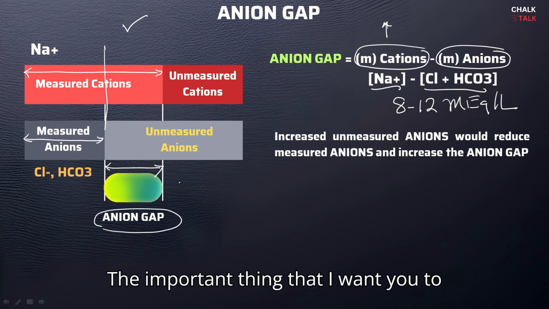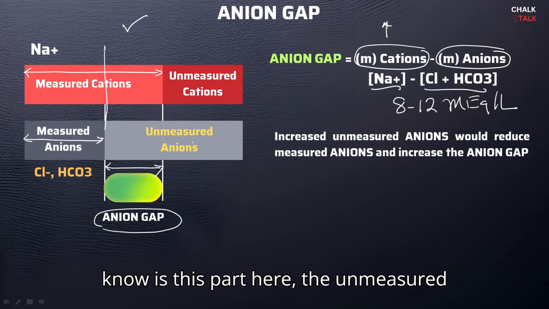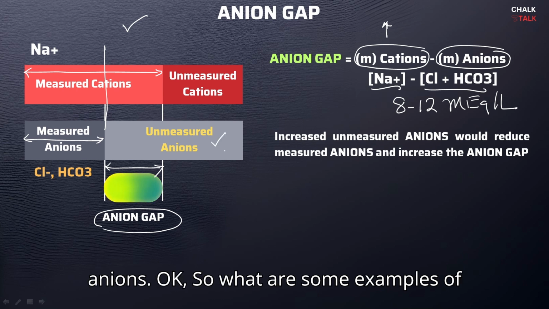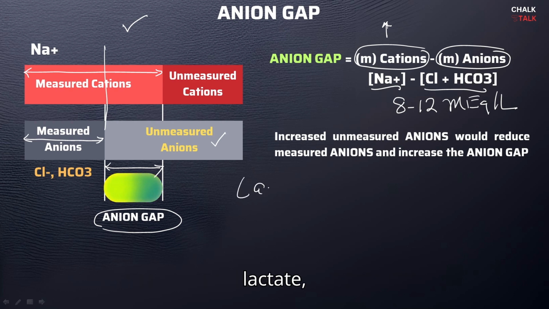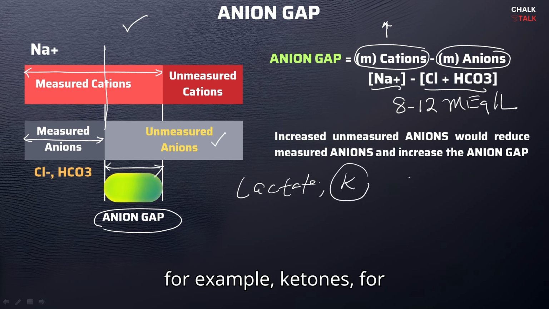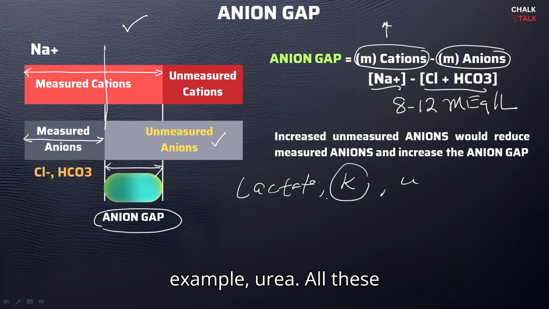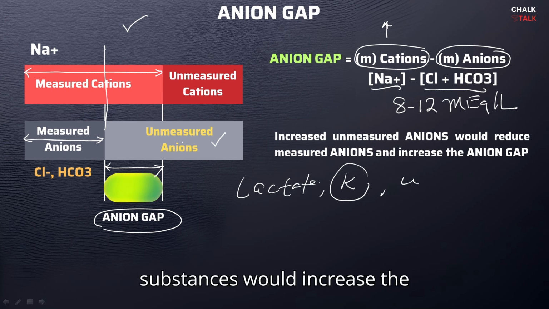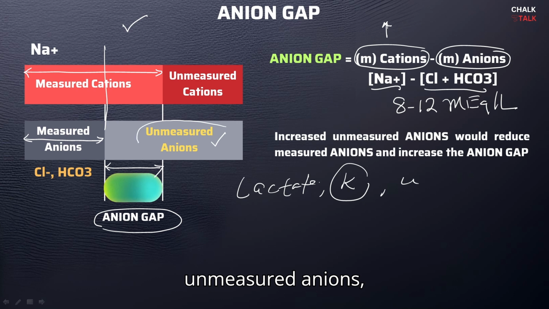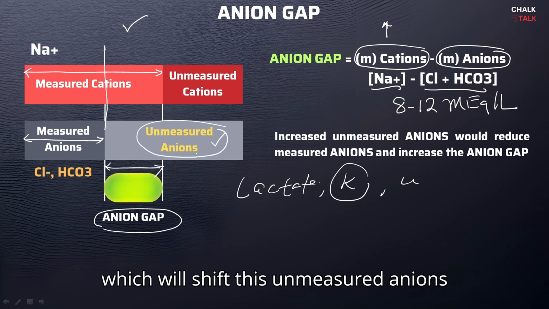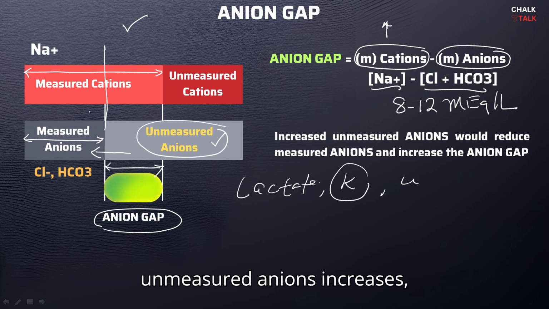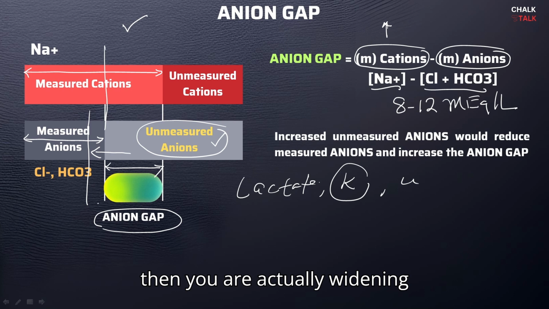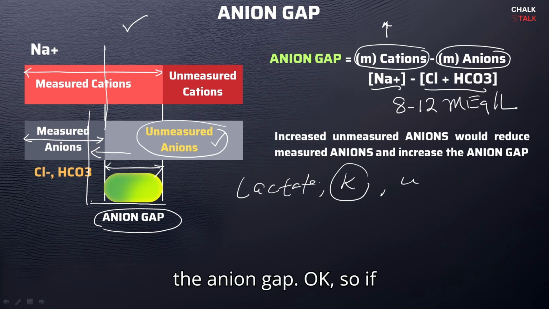The important thing that I want you to know is this part here, the unmeasured anions. What are some examples of unmeasured anions? For example, lactate. For example, ketones. For example, urea. All these substances would increase the unmeasured anions, which will shift these unmeasured anions to this part here. So if the unmeasured anions increase, then you are actually widening the anion gap.